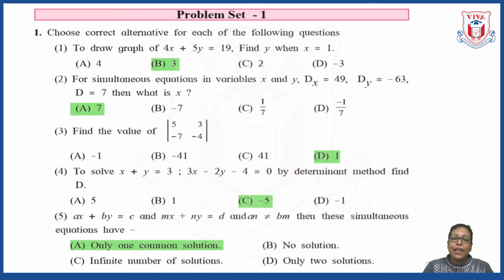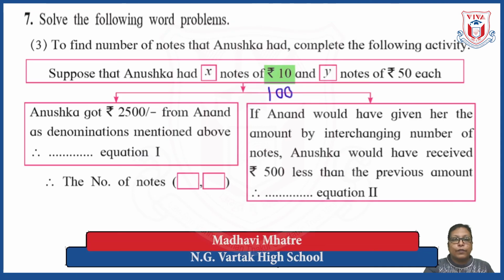But here, since they have given that an is not equal to bm, that means the value of D is not 0. And since D is not 0, the equations have only one common solution, or in other words, a unique solution. So in this way you are going to attempt MCQs.